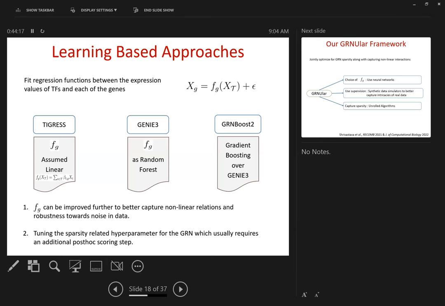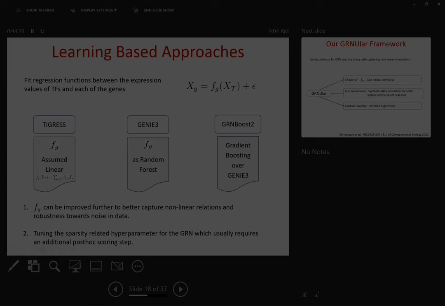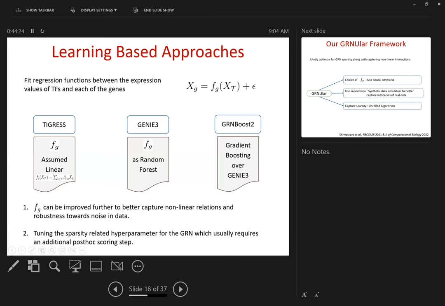And then you want to learn this equation, so the function can be anything, and the function will have parameters as usual. You want to learn these functions from data, and epsilon is some kind of random noise, and this is a set of equations. So there's an equation for every gene. That's kind of how it is modeled. And there are a bunch of techniques that people have come up with.